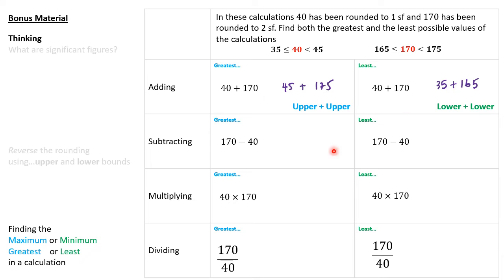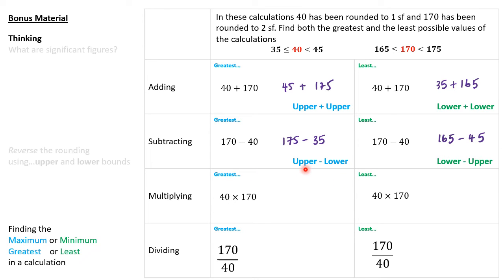I'm not going to actually bother working them out here, but we're just going to talk about which bounds you need. To make this subtraction have the biggest possible answer, I'm going to start with the biggest number and I'm going to take away the smallest. So I'm going to start with my upper bound and I'm going to take away my smallest, so my lower bound. So I do upper, take away the lower, and that will give me the biggest possible answer. To get the least, I'm going to start with the smallest and take away the most, because remember we're thinking about getting the least of the final answer. So this time I do the lower, take away the upper.